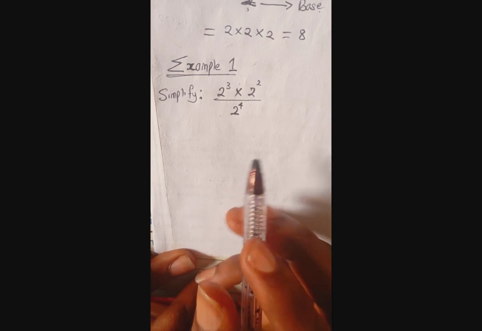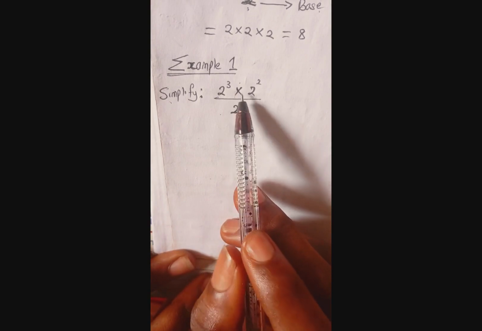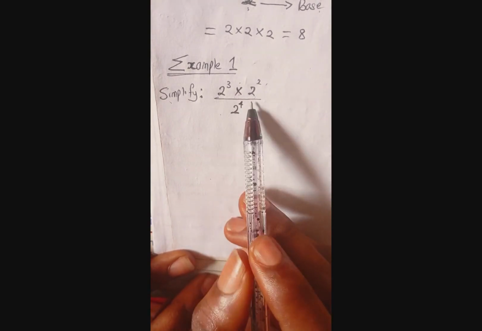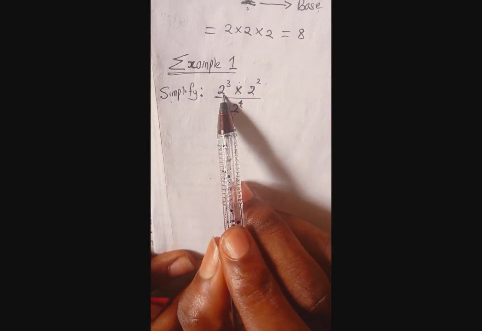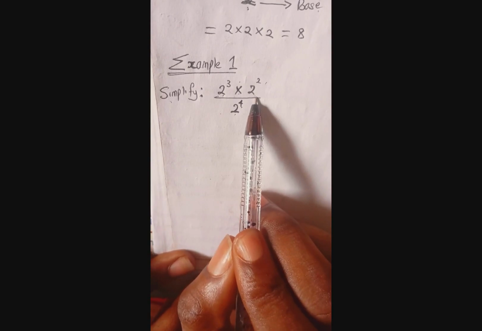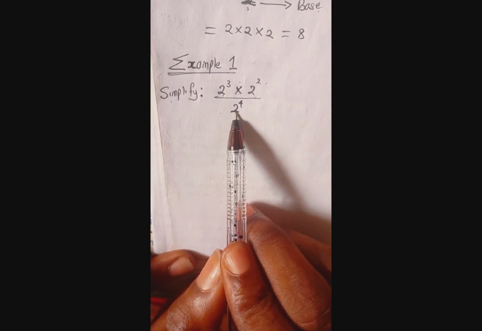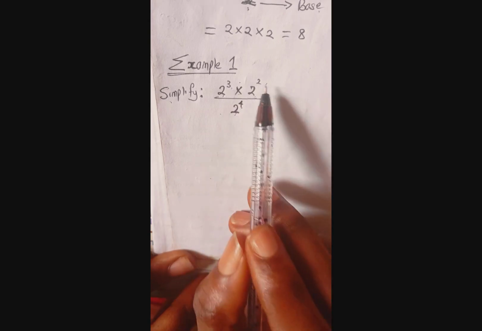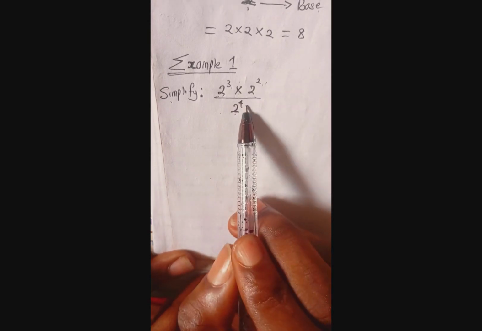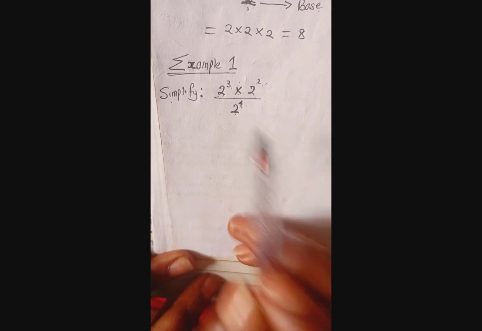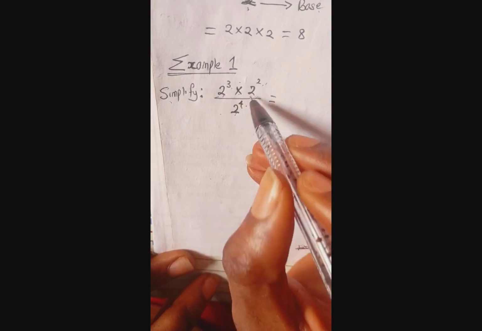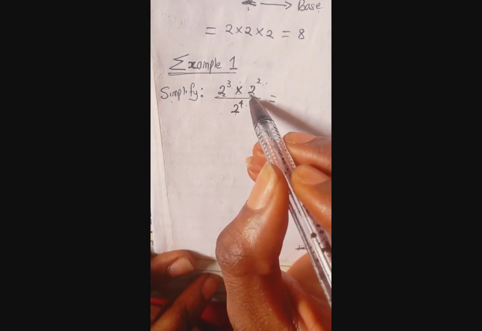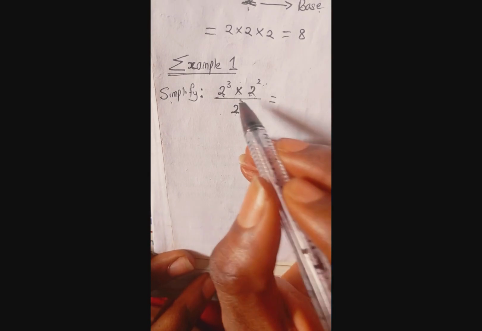Let's take a look at this example. This question says, simplify 2 raised to power 3 multiplied by 2 raised to power 2, all over 2 raised to power 4. Now look at it. Here our base is 2, here our base is 2, here our base is 2. Here our exponent is 3, here our exponent is 2, here our exponent is 4. Now let's start with the numerator. Looking at this, we have the same base, and the moment we have the same base, we can go ahead to pick one of the bases.